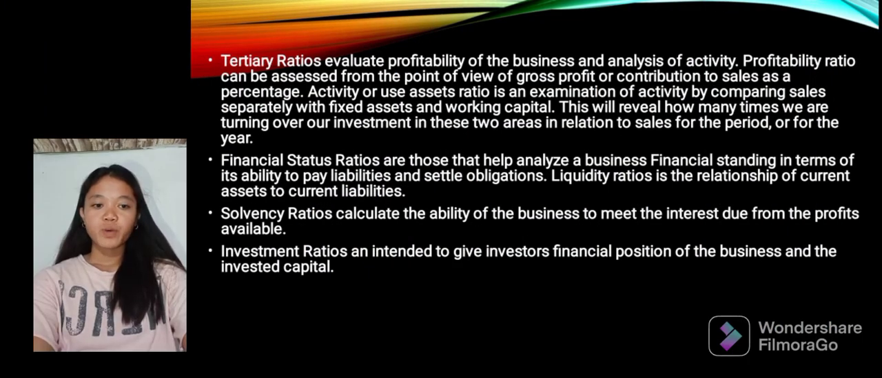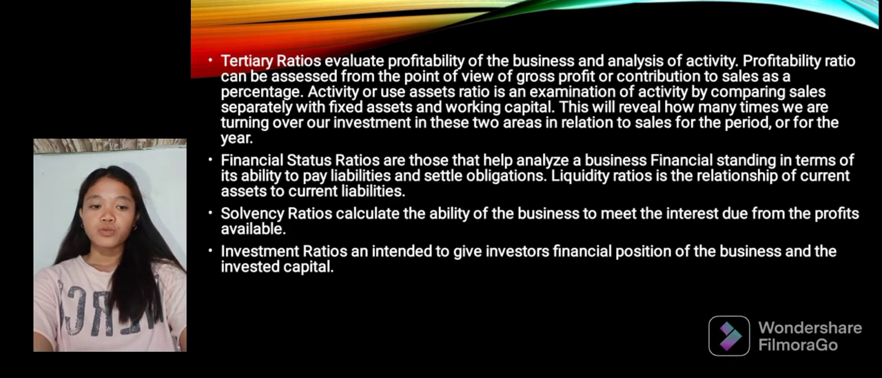Tertiary ratios evaluate profitability of the business and analysis of activity. Profitability ratio can be assessed from the point of view of gross profit or contribution to sales as a percentage. Activity or use of assets ratio is an examination of activity by comparing sales separately with fixed assets and working capital. This will reveal how many times we are turning over our investment in these two areas in relation to sales for the period or for the year.